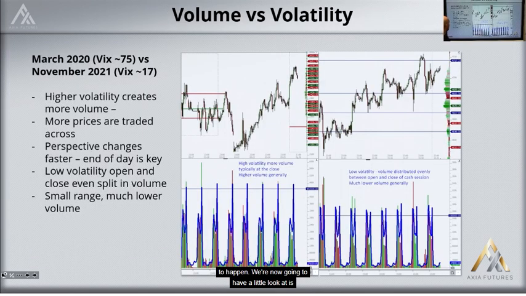What we now want to have a little look at is volatility. And often there's a kind of misconception between volatility, liquidity, and volume.